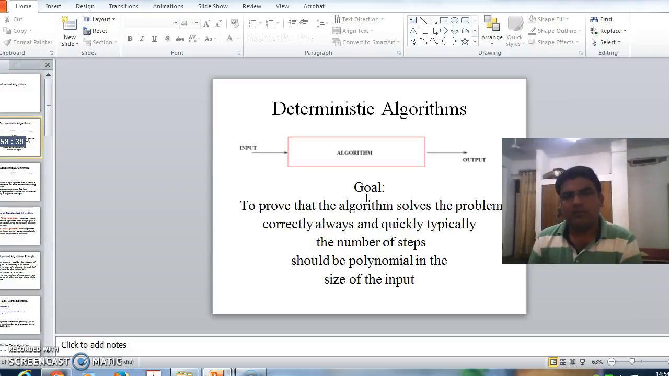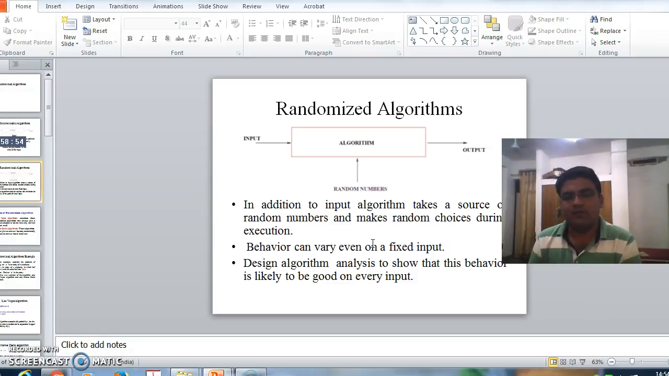Now, what is a deterministic algorithm? A deterministic algorithm is one where we prove that it solves the problem correctly, always and quickly. Typically, the number of steps should be polynomial in the size of the input. Randomized algorithm.